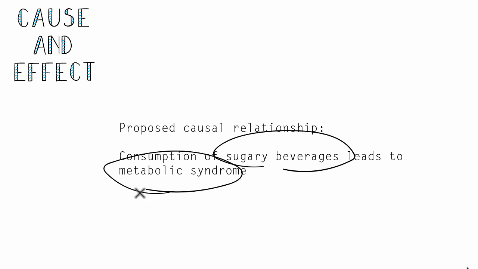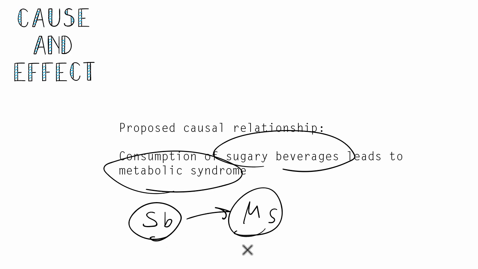It's easy to imagine that this is a lot like the conditional relationships we looked at earlier. So you could just diagram it like sugary beverages, then metabolic syndrome. But a causal relationship is both less and more than a conditional relationship. Conditional relationships simply tell you that when this happens, this other thing happens. Always, every time, no matter what. But causal relationships are a bit more murky.